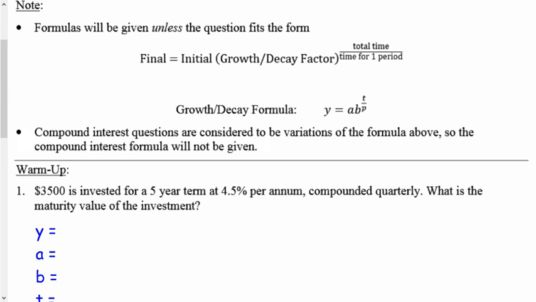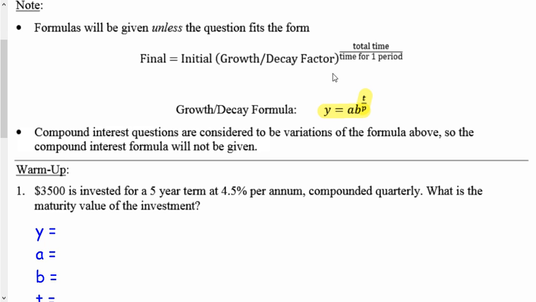For this course, you'll be given a formula for application questions unless the question fits into this kind of general form. So let's first of all look down here, this growth and decay formula. This is the formula that we're given on the formula sheet here, where y is equal to a times b to the exponent t over p. So that's the formula given on our formula sheet.